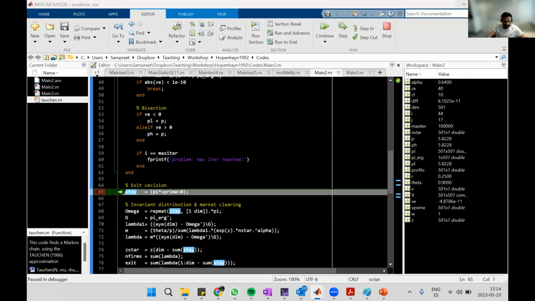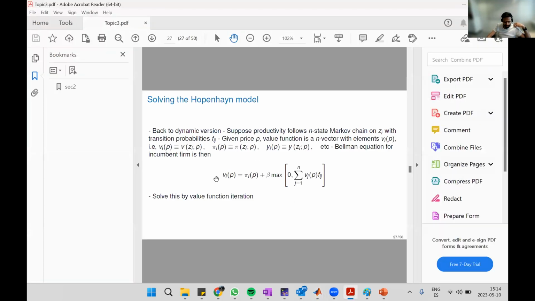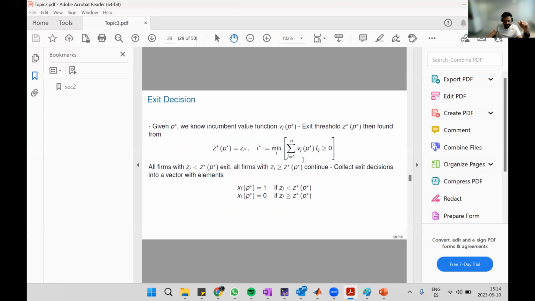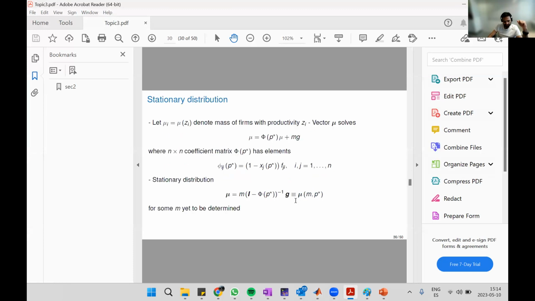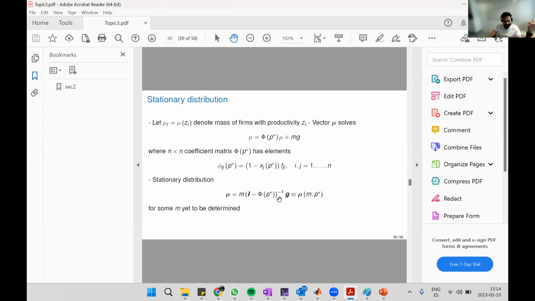Okay, so now we have solved for the prices. So what is left? Remember, the first step, the smaller loop, is to solve the value of the firm. The bigger loop is to solve the prices with the free entry condition. Then I need to solve for the distribution. The distribution you can solve easily because you can just take the inverse, up to a scaling factor m.